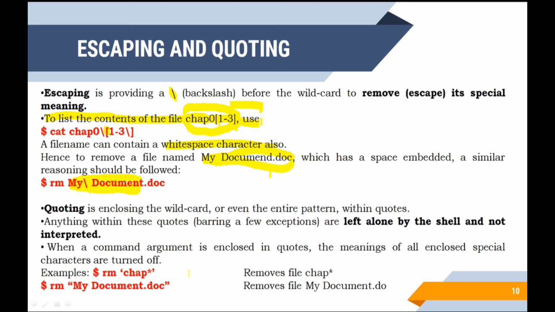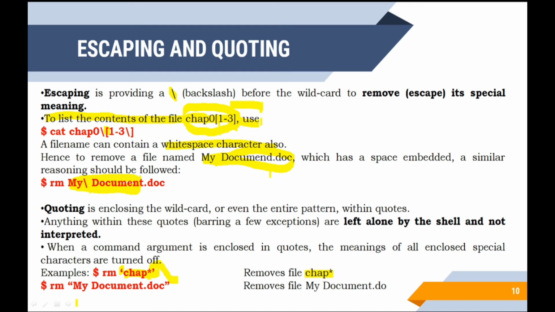rm 'CHAP*' means what? I want to remove all the files which start with CHAP, right? No. Here the name of the file is CHAP star. As it has been enclosed within single quotes, the special meaning of this star or asterisk will be removed. So it removes the file which has the file name CHAP star. Are you getting this one?